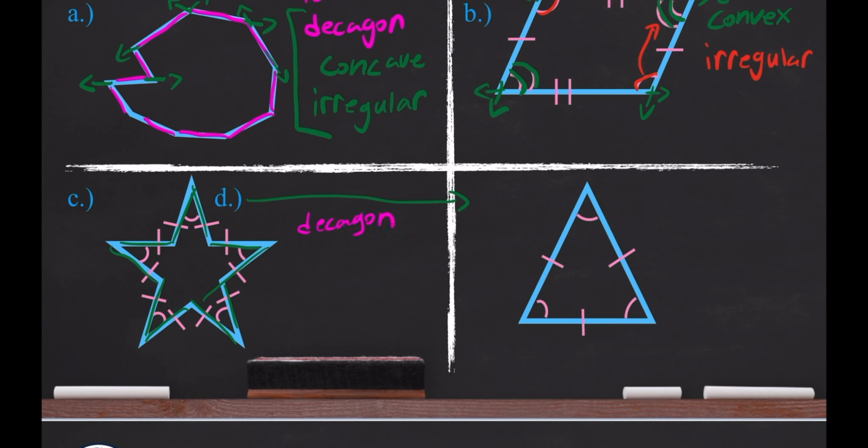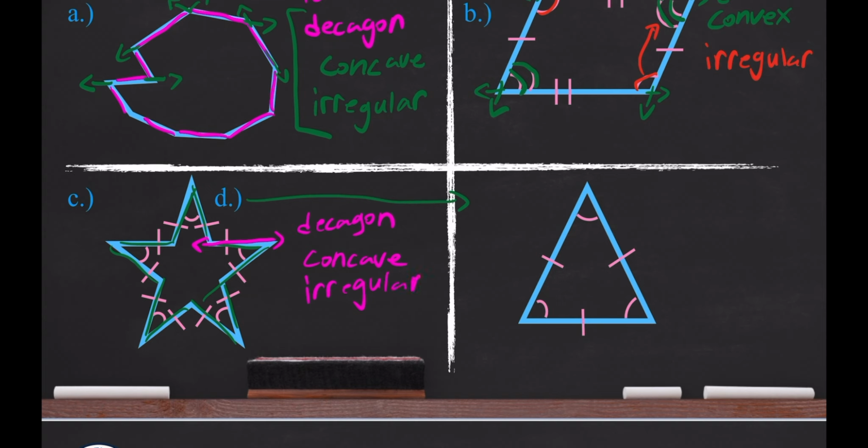Let's figure out if it's convex or concave. Extend some of the sides. Wait, that automatically counts it as concave because it goes through. So this is concave. This is irregular.